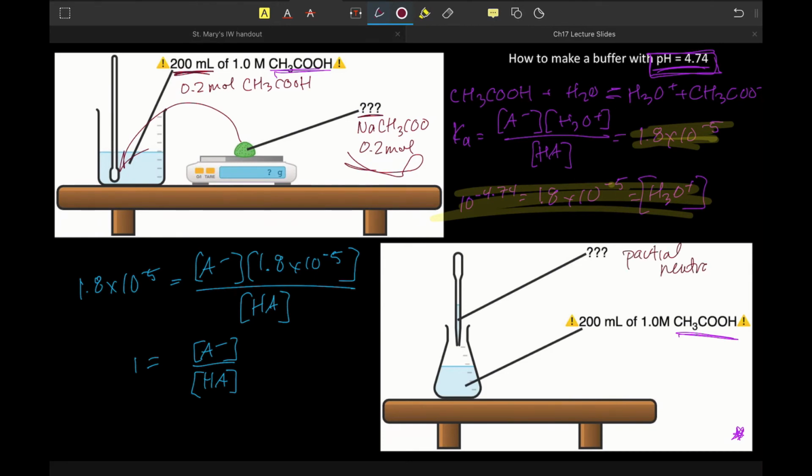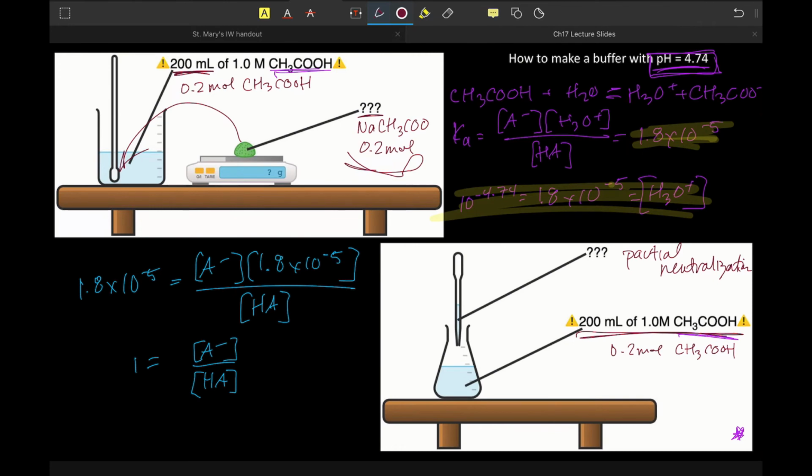Now, this is important because obviously that's going to come into play in the next section when we talk about titrations where we do neutralization reactions, and buffers become a big part of our discussion. But let's say that we have 200 mL of 1 molar acetic acid, which again means 0.2 moles of acetic acid. Now, I need to make a solution that is equal parts HA to A minus. First of all, what do I need to add to get that done?